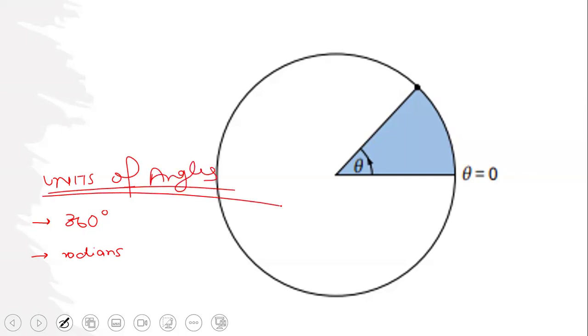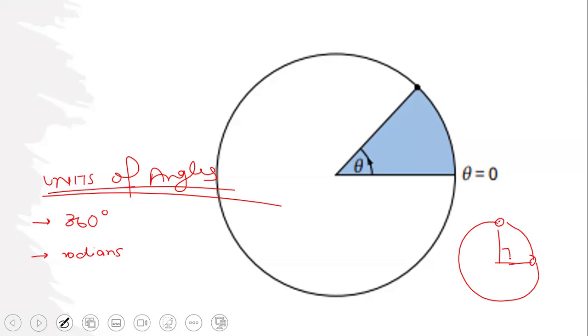We can either measure them in degrees. So, for example, if an object travels from here to here, that means the object has traveled approximately 90 degrees. So the angular displacement is 90 degrees.